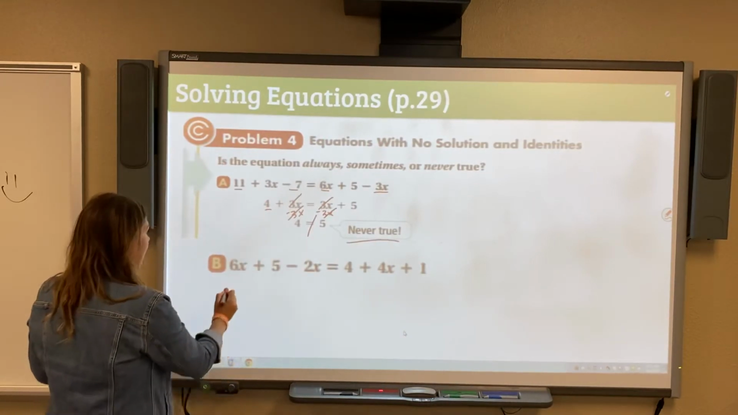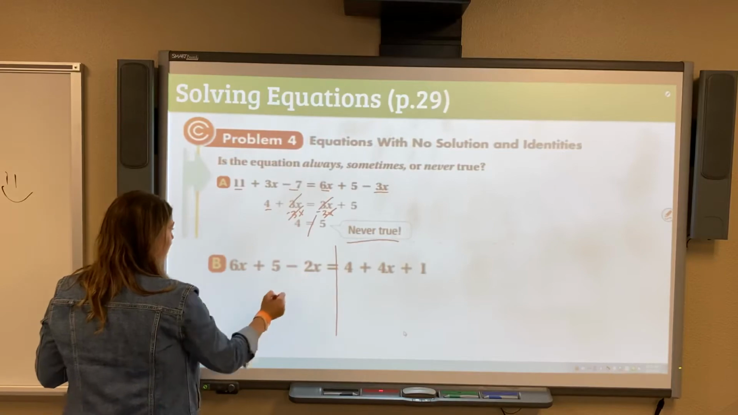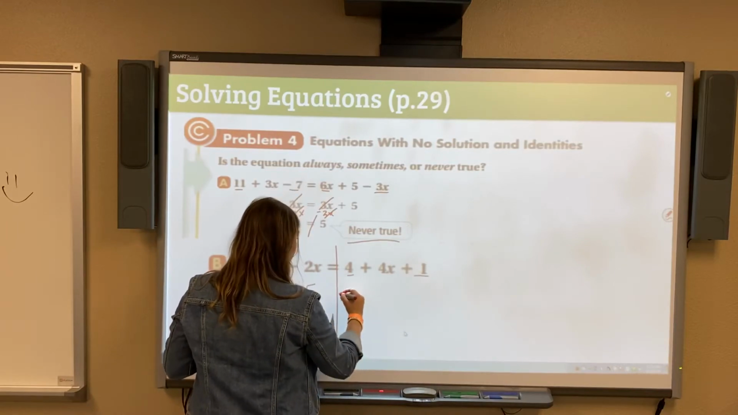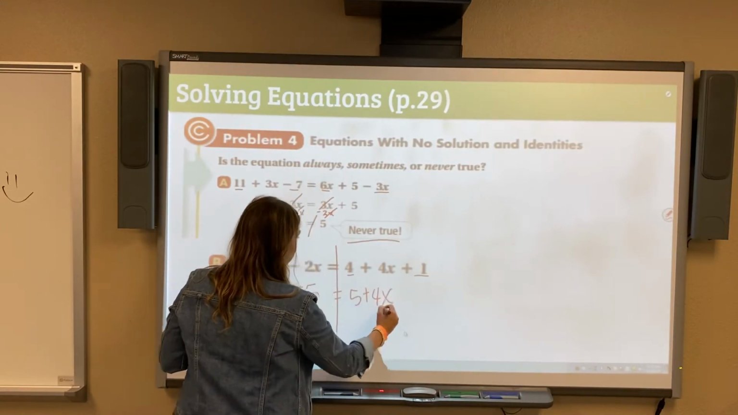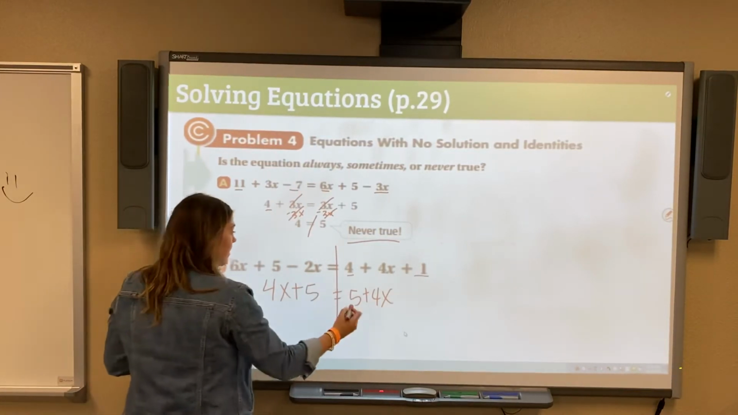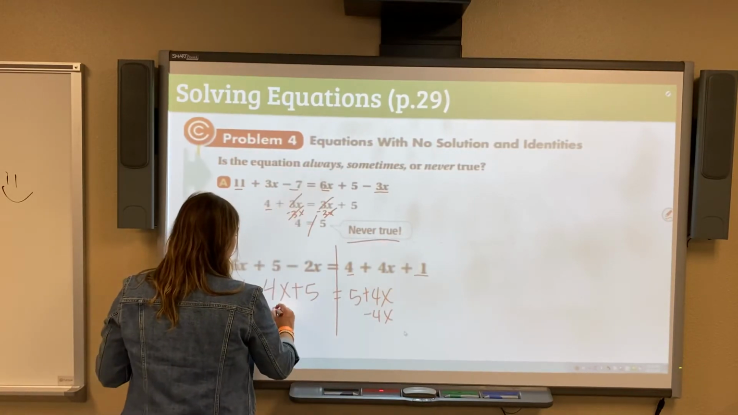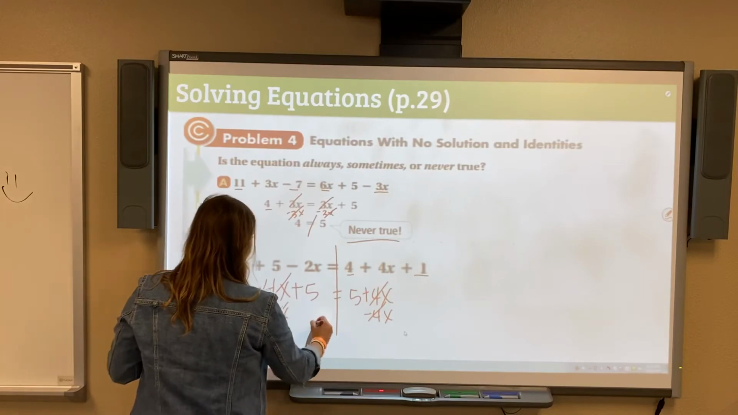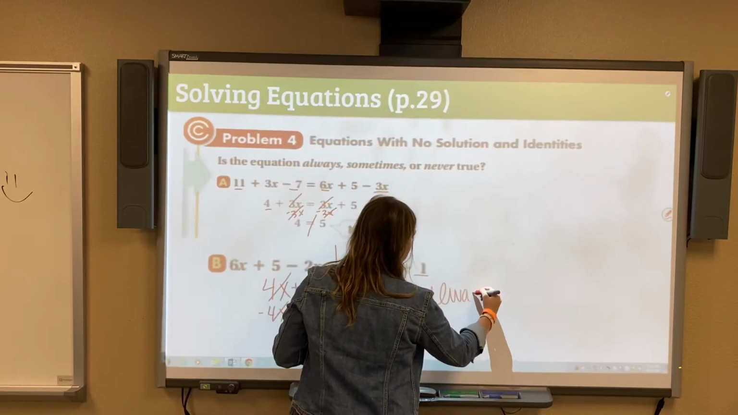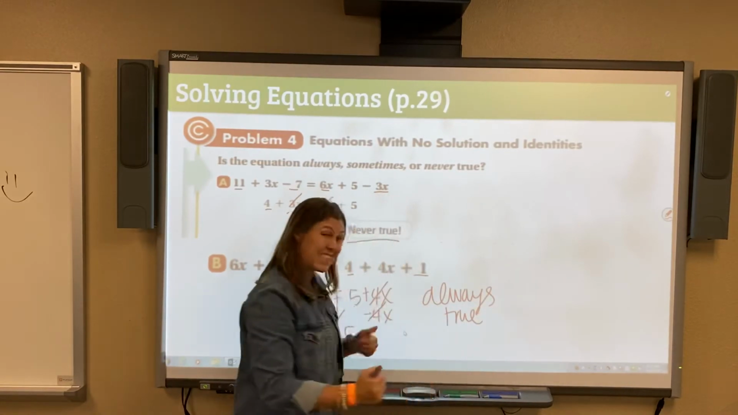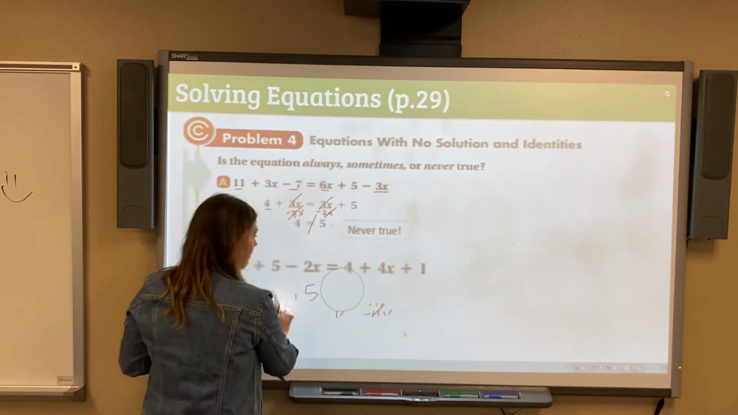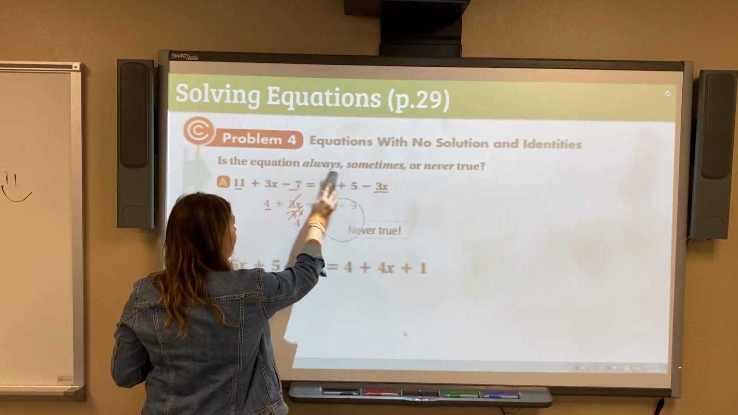Okay, let's look at this one. We have 6x minus 2x, we're going to simplify, is 4x plus 5. Here we have 4 plus 1 to be 5 plus 4x. Okay, you can kind of pause here and look. Both have 5, both have 4x, but essentially if we subtract 4x, everything is going to cancel. Cancel, cancel, cancel, cancel. 5 equals 5. Yes, that is true. So this is always true. Cool? Cool. Okay, there's not going to be an instance where it's sometimes true. It's either going to be always or it's going to be never.